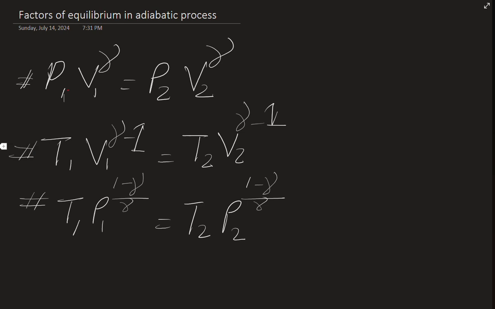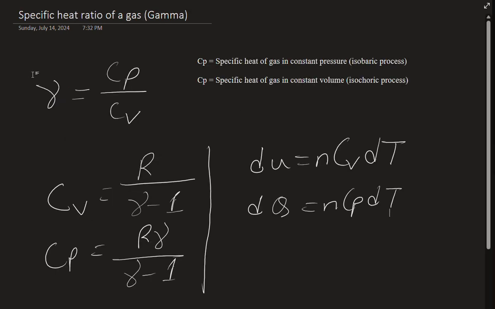Now let's go to the explanation of gamma. What is gamma? Gamma is the specific heat ratio of gas. To find gamma, we divide Cp over Cv. And what is Cp? Cp is the specific heat of gas at constant pressure. The specific heat of gas in an isobaric process is Cp.